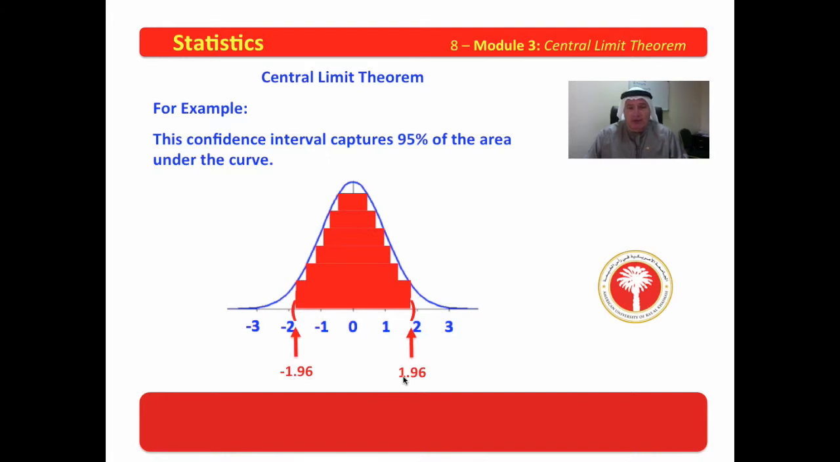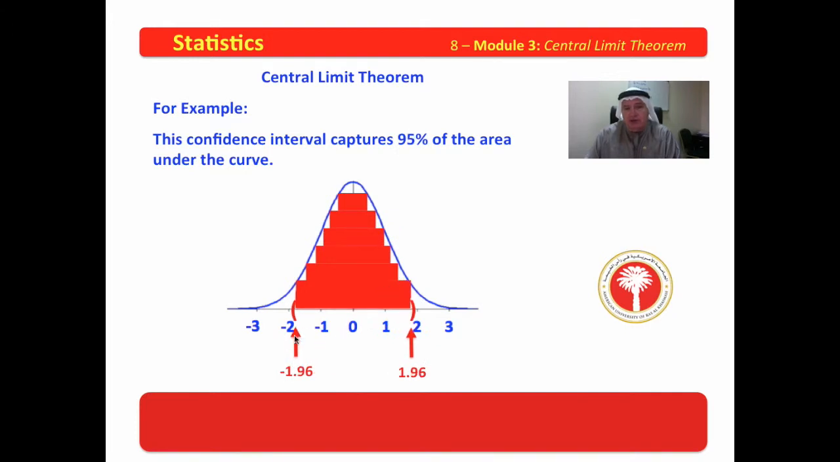Between negative 1.96 and 1.96 standard deviations, one below the mean and one above the mean, we can capture 95% of the data. If we want to capture 90%, we would go 1.645 standard deviations above and below the mean. If we wanted to capture only 70%, it's 1.04 and negative 1.04. The thing that you need to see here is that as you become more confident, the interval widens. As you become less confident, the interval narrows.